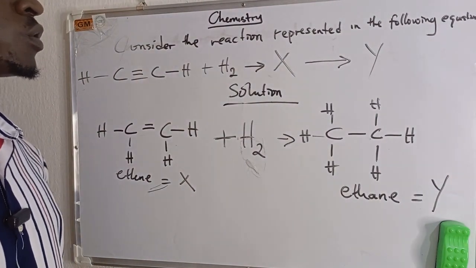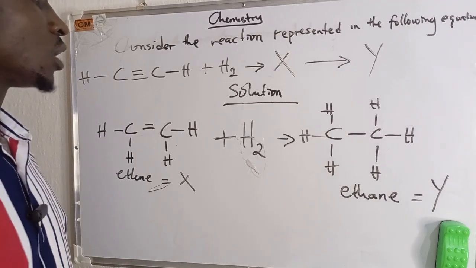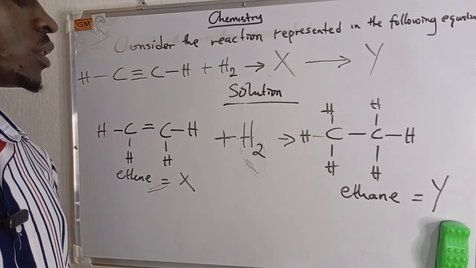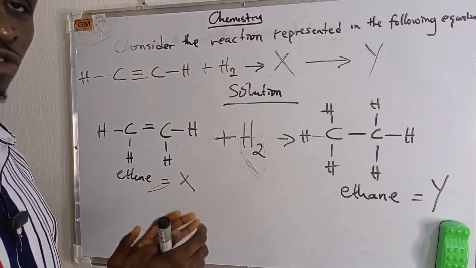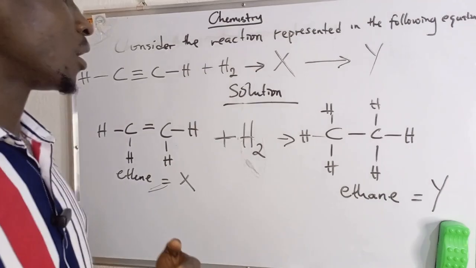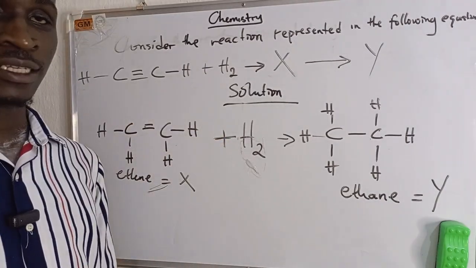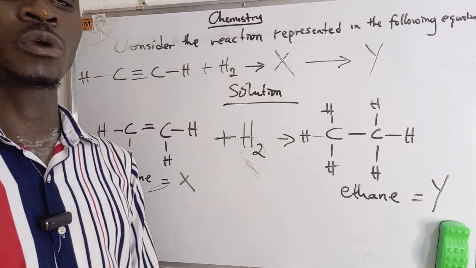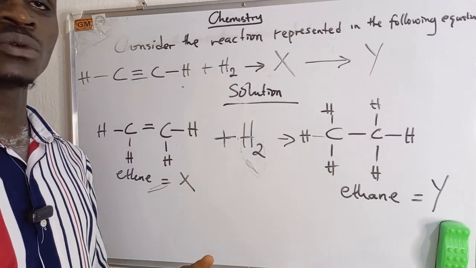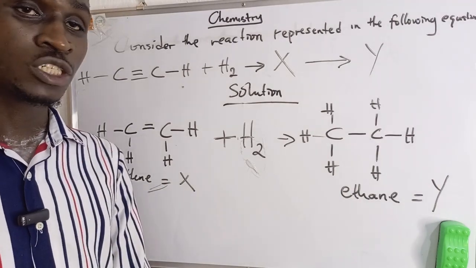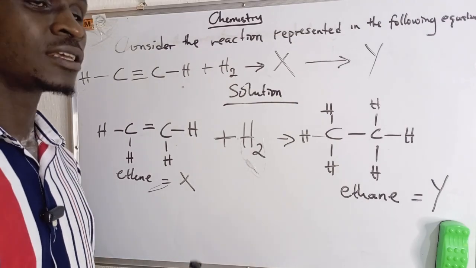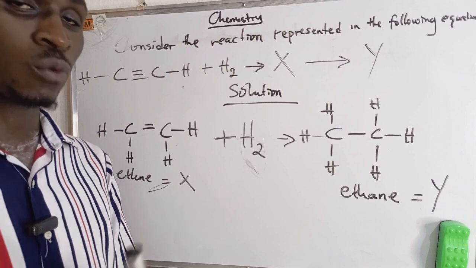Then I will go further to explain what addition reaction of alkyne is in detail, because there are other things apart from this question that I extracted. There are other ways that alkyne can be added to, probably hydrogen, which we have done here. Then we can see addition of a halogen. Then we can see addition of hydrogen halide. Then lastly, we will see the addition of water.